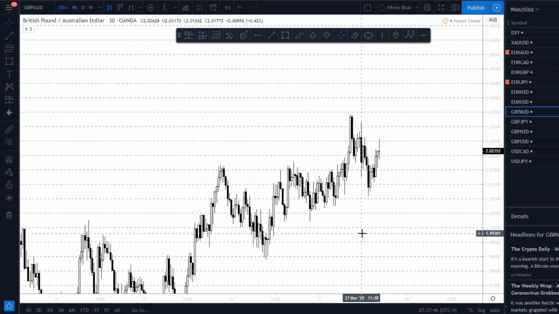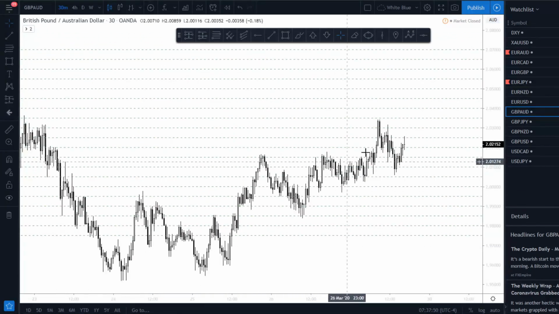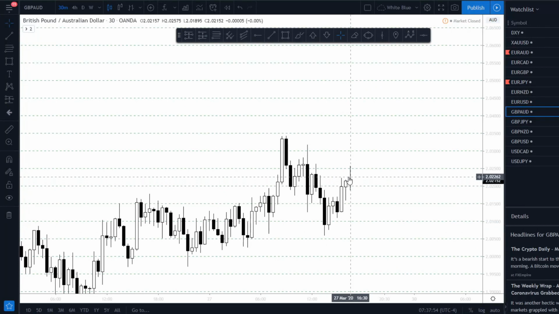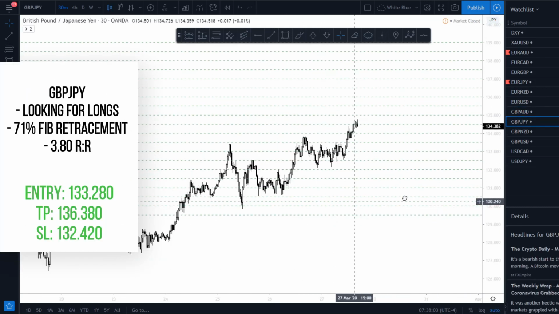But I'd personally be looking for longs, just because of the overall trend. As you can see, uptrend here. So instead of looking for shorts, look for longs. If we can get a little pullback, maybe into this area here, you could look for a long to take out these highs. But nothing on that at the moment.